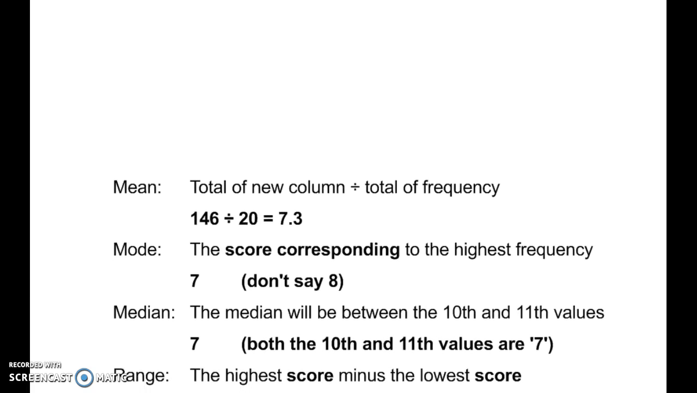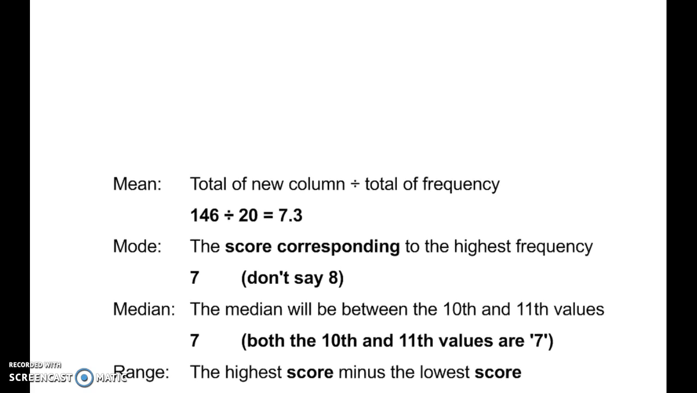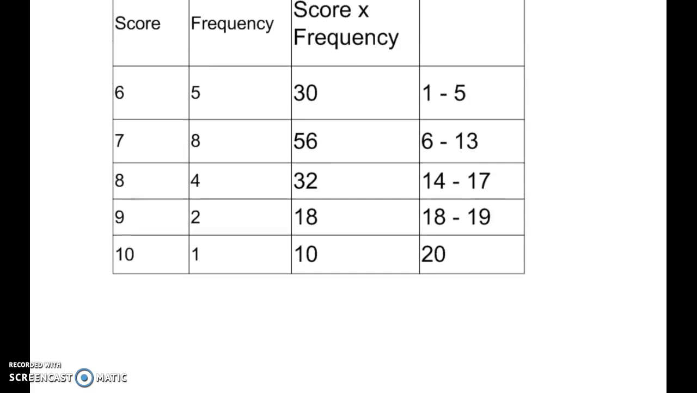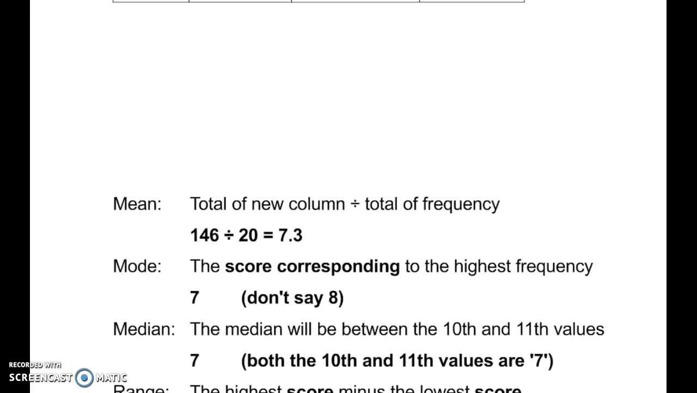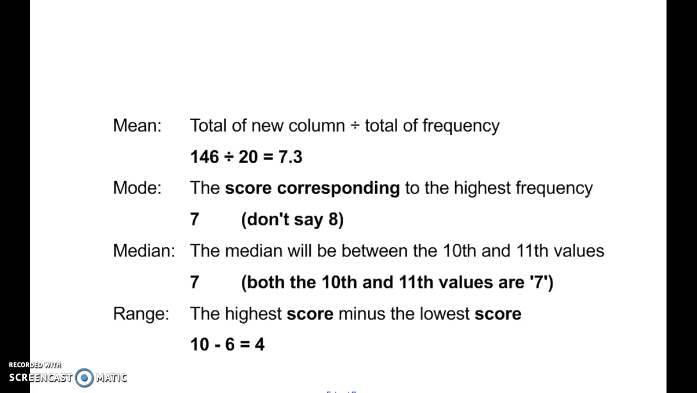Let's have a look at range. This is the highest score minus the lowest score. That means you must be looking at your score column or your left-hand column when you work out range. So if we go back and have a look at this data, the highest score was 10 marks, the lowest score was 6 marks. So highest minus lowest, 10 minus 6 gives you the value 4.